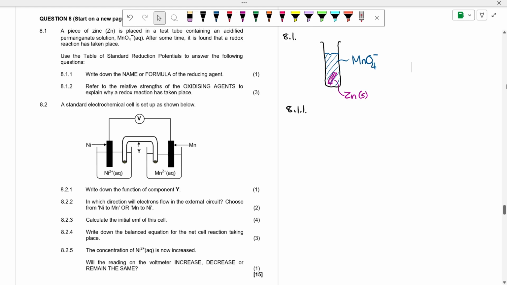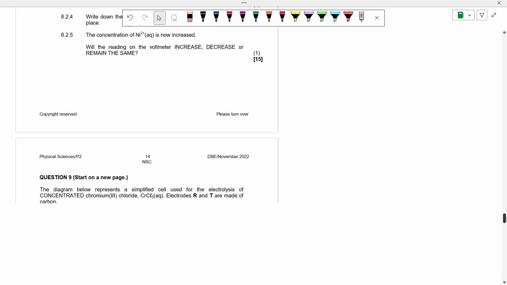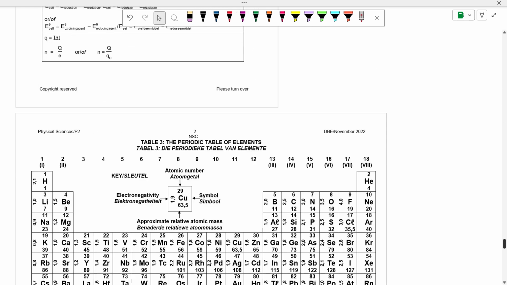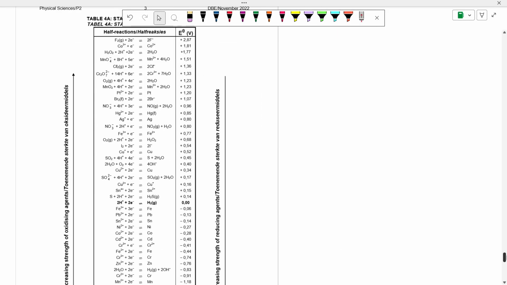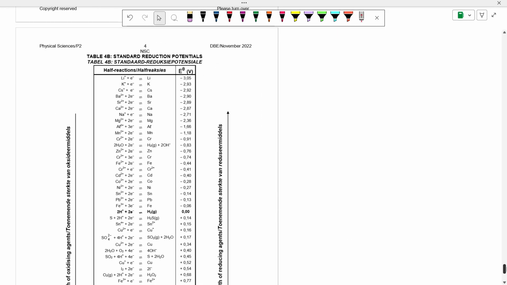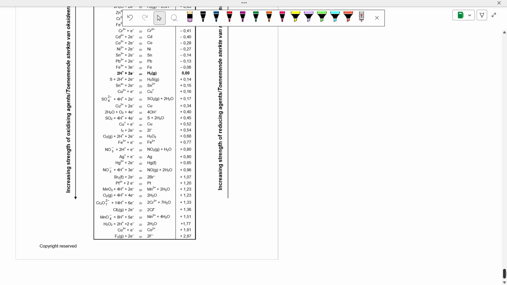So I'll quickly go down to the reduction potentials. Then I'll show what this means. I know you guys like to use 4B, so maybe I'll just use that, but you can use any. And right away, I can see the permanganate half reaction right down there. There it is. So I'll highlight that. Then I'll go to the zinc half reaction as well.